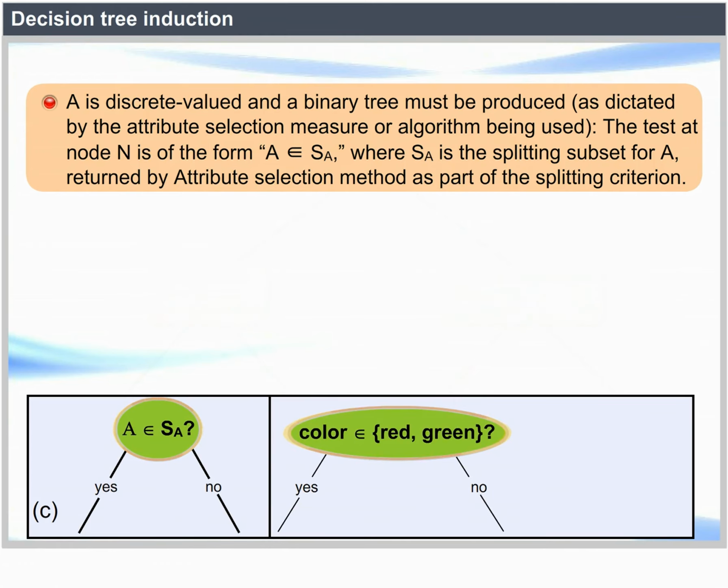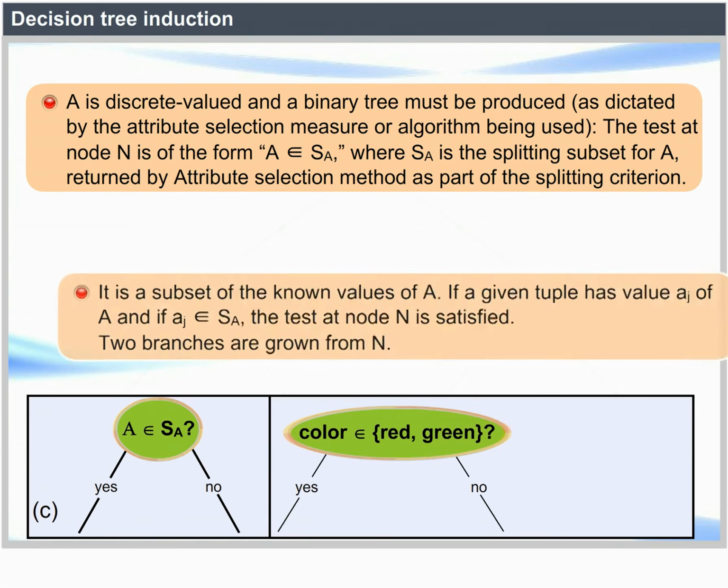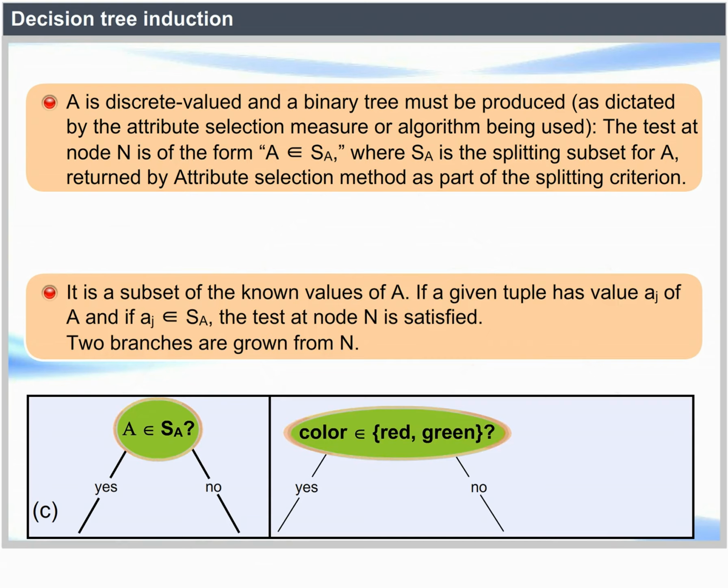The test at node N is of the form A belongs to SA, where SA is a splitting subset for A, returned by the attribute selection method as part of the splitting criterion. It is a subset of the known values of A. If a given tuple has value Aj of A, and if Aj belongs to SA, then the test at node N is satisfied. Two branches are grown from N.